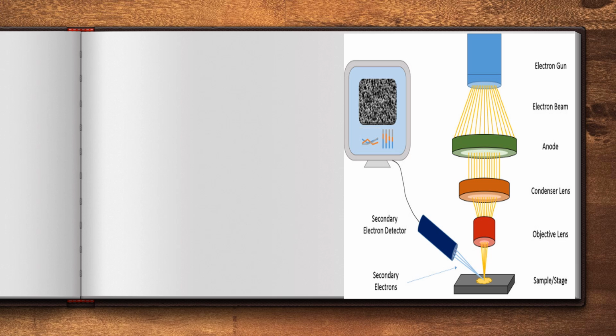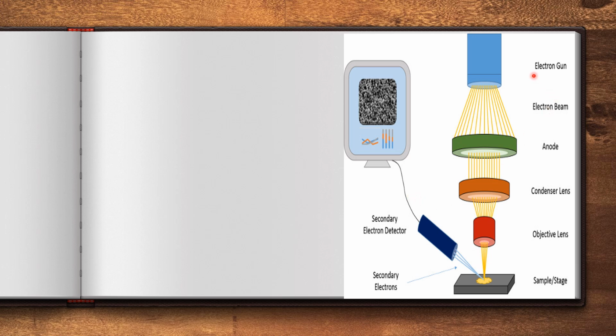And coming to the instrument point of view, this is the instrument. This instrument consists of different components like electron gun, anode, condenser lens, objective lens, sample, and secondary electron detector. Because we want to get the topography of the sample surface, obviously we need to collect the secondary electrons. That's why we are taking the secondary electron detector.